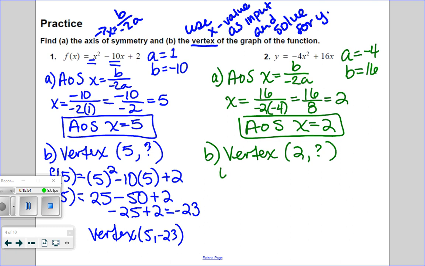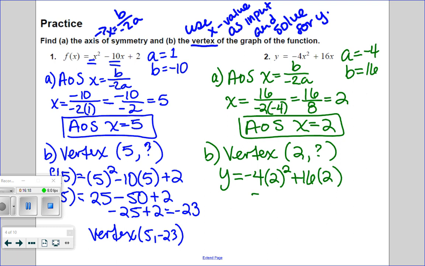So what we're going to do is we're just going to take our equation, y equals negative 4x squared plus 16x, and we're going to insert 2 for x. So negative 4x squared becomes negative 4 times 2 squared plus 16 times 2. Right? So we're just inserting that specific x value where we know the vertex lives, and we're just simplifying that. So what's 2 squared?